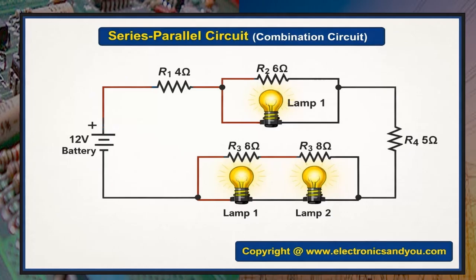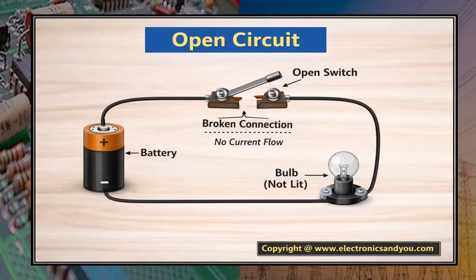Voltmeter is connected in parallel with the component to measure voltage. Ammeter is connected in series with the component to measure current. Open circuit, the example of open circuit is when the switch is open. This is a classic example of an open circuit. It's a series circuit, so the light will not come on because the current will not flow.